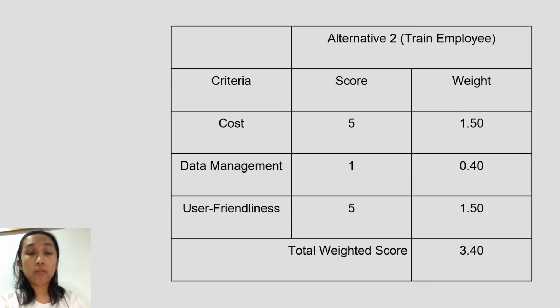Next, we have alternative 2, train employee. The cost is at a 5 because training takes time and it takes money. Data management is at a 1 because the forecasting technique is very simple with a small chance of accurate forecast, but its user friendliness is at a 5 due to how it can be understood by anyone just by familiarizing themselves with its simple method.